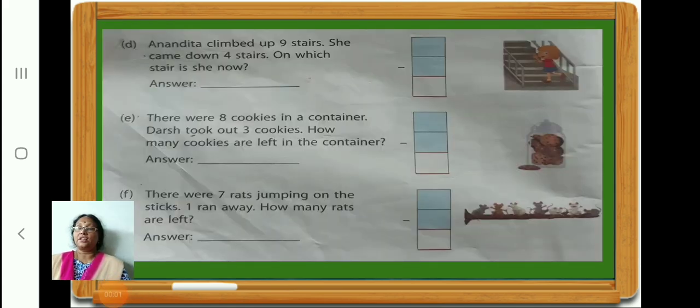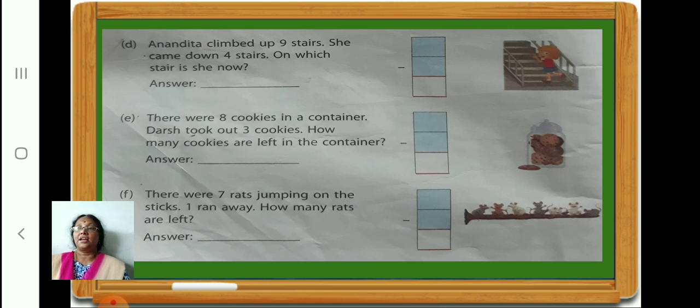Children, slowly turn the page. Go to page number 52. Let us do question number 9, word problems. Children, question A, B and C, Kalyani Miss has already done in the previous video of chapter 3, subtraction. So let us continue with question D.